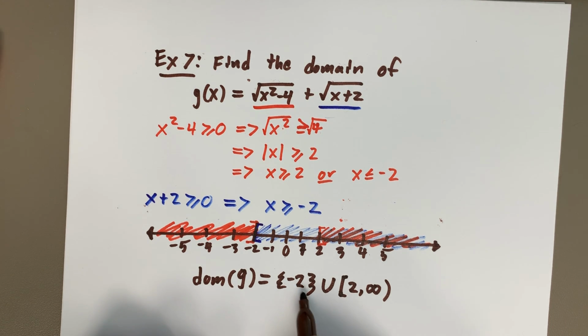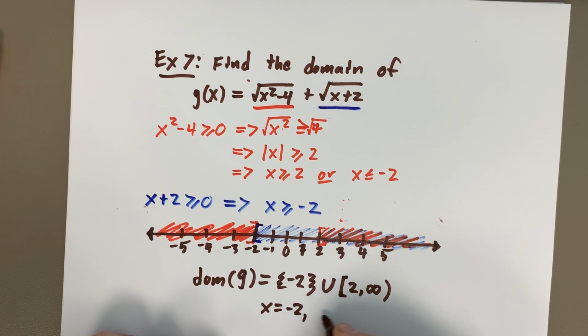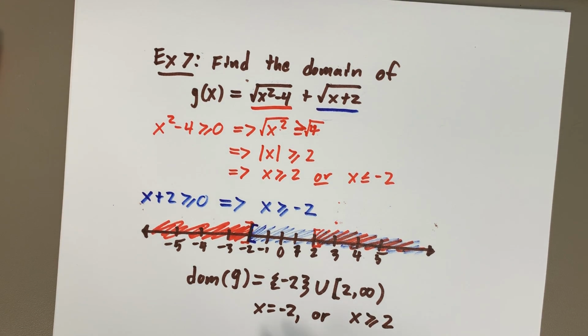So we're saying set including minus 2, just minus 2, so we have to put in curly braces, or x is greater than or equal to 2. That's basically what this is saying. Okay? Another way of writing this, you could write the domain is x is equal to minus 2, or x is greater than or equal to 2. Either one of these is a perfectly reasonable answer.